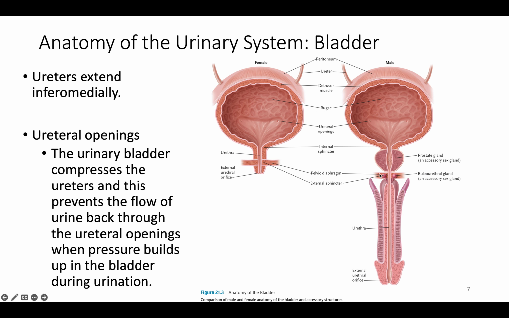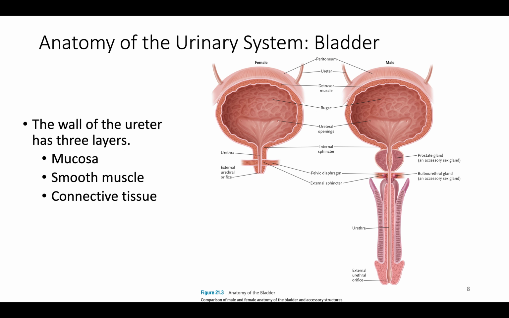Another accessory sex gland here is the bulbourethral glands, also going to be secreting fluid during the process of ejaculation. But the point that I'm making here for micturition or urination is the fact that we have to go through a very long pathway, and we have several different sections of this urethral opening.